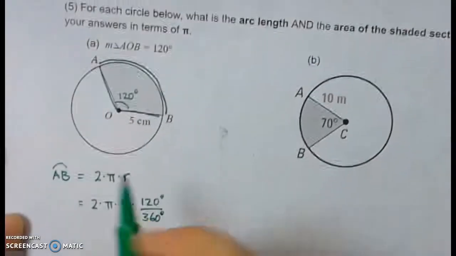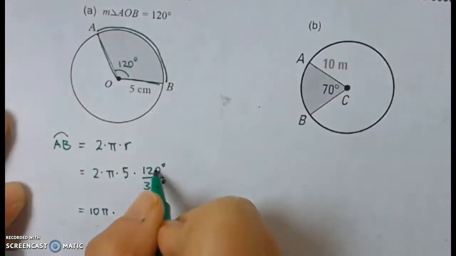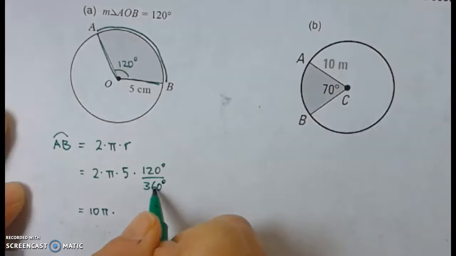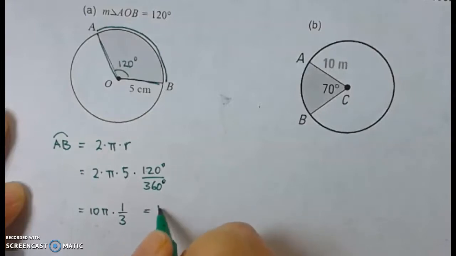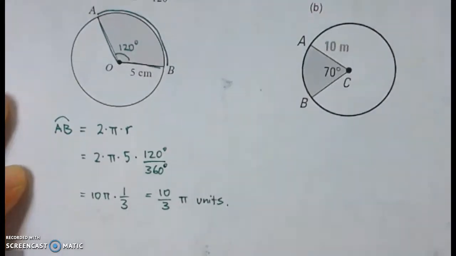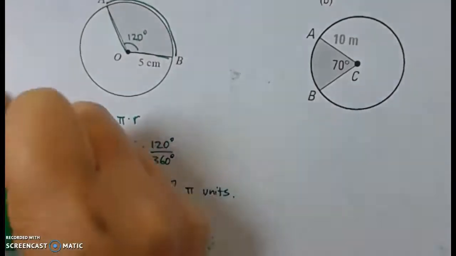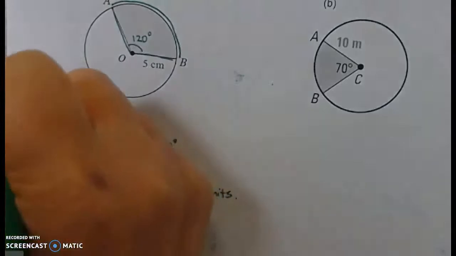Okay, so then this becomes 2 times 5 is 10, times 120 over 360, which is 1/3. Or I can rewrite this as 10 over 3 pi units, because this is length. Okay, so this is the arc length.